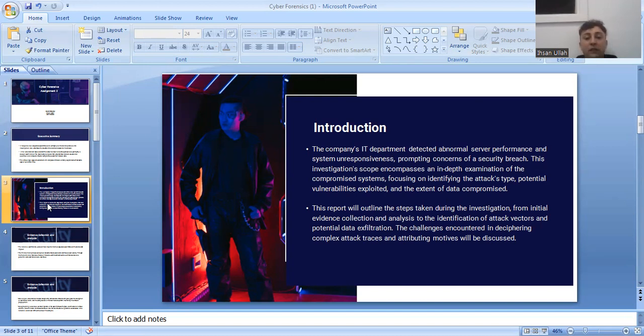Now, this report will outline the steps taken during this investigation. These steps range from initial evidence collection and analysis to the identification of attack vectors and potential data exfiltration. The challenges encountered in deciphering complex attack traces and attributing motives will be discussed. Now let's go to the next slide.